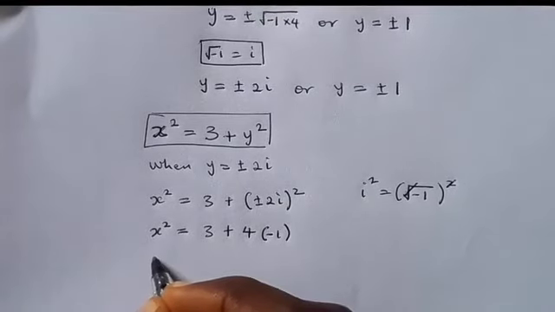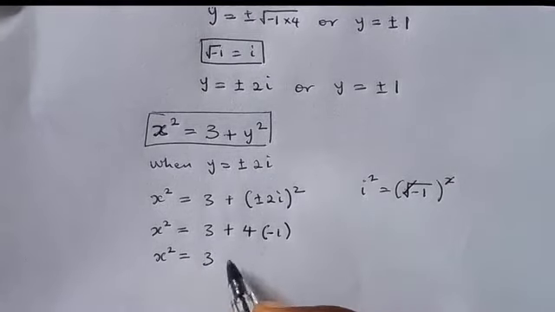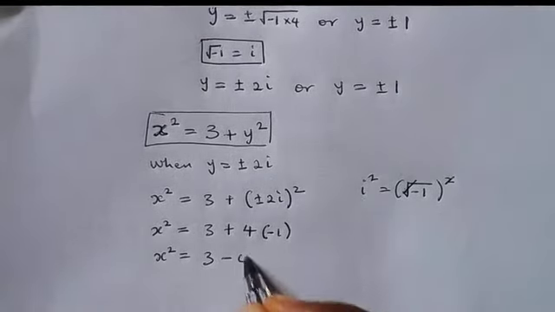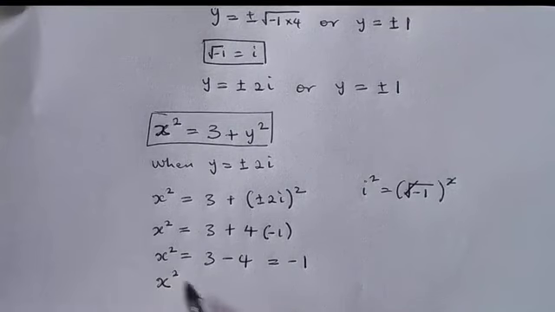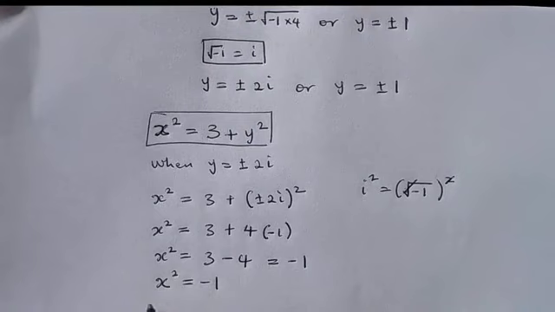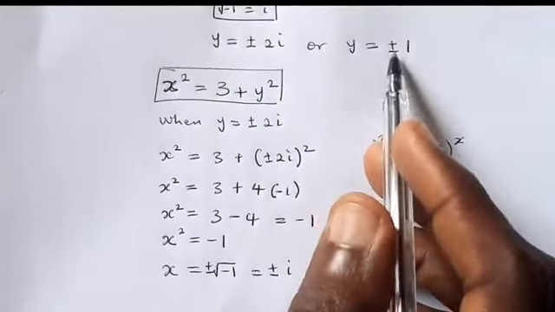Now x raised to power 2 will now be equal to 3, this will be minus 4. Then this is equal to minus 1. x raised to power 2 equals minus 1. Now let's introduce square roots to both sides. That will be x equals plus or minus square root of minus 1, which is equal to plus or minus i. Let's do the second one when y is equal to plus or minus 1.